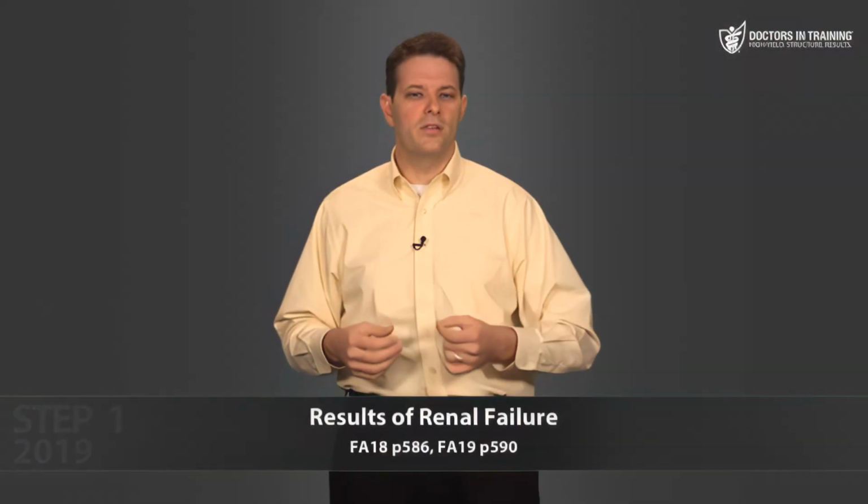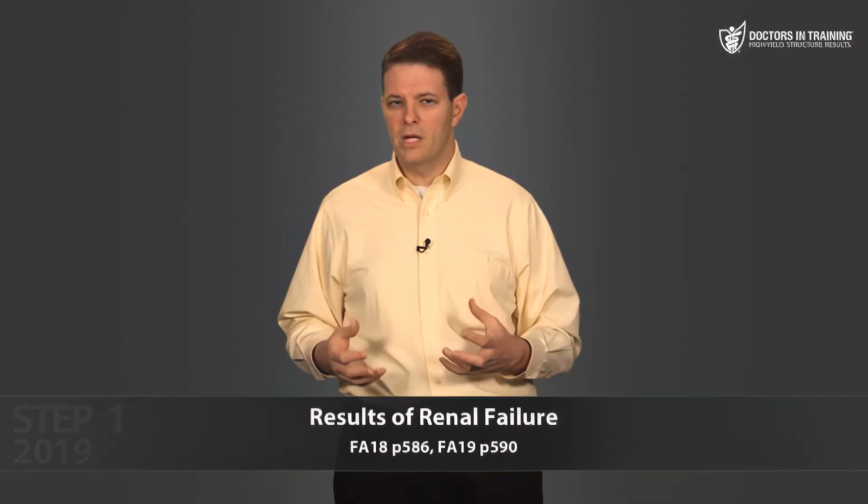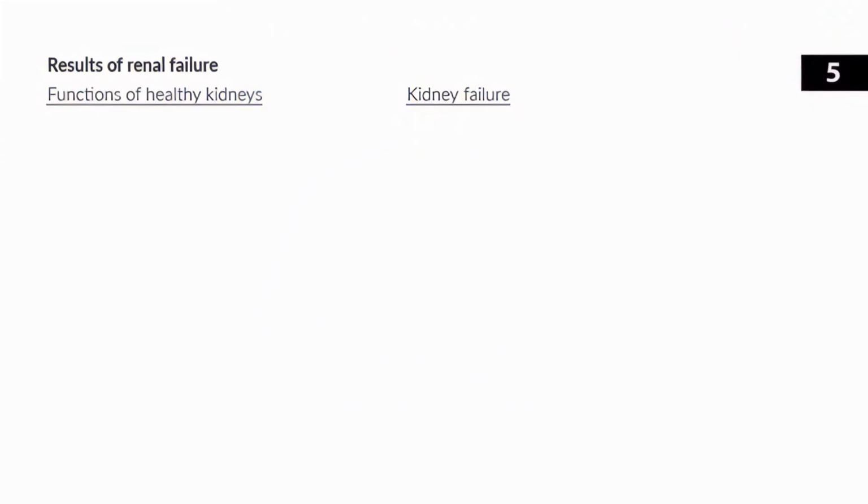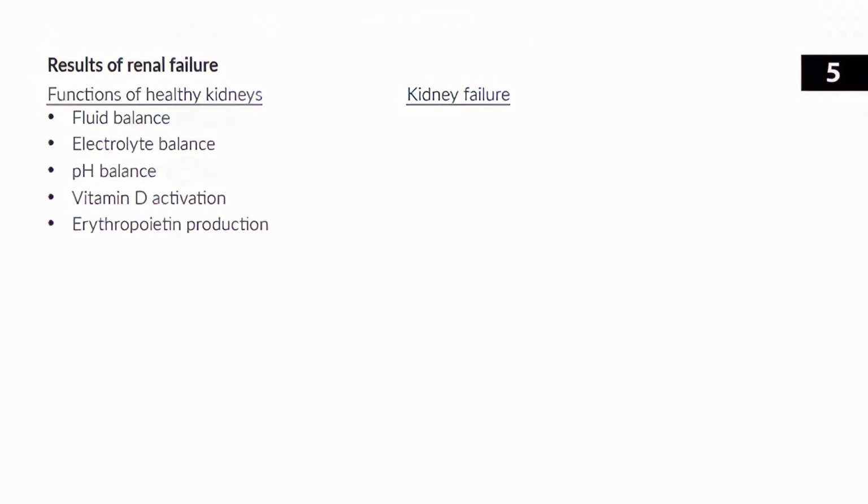Let's talk about the results of renal failure. So what happens to a patient when the kidney starts shutting down? Well, first think about what healthy kidneys do. They handle fluid balance, electrolyte balance, they keep the pH balanced, they activate vitamin D, which influences calcium absorption in the GI tract. They produce erythropoietin, which is a hormone that stimulates red cell production in the bone marrow. And the kidneys excrete urea, which is a nitrogen-containing waste product from protein and amino acid metabolism.